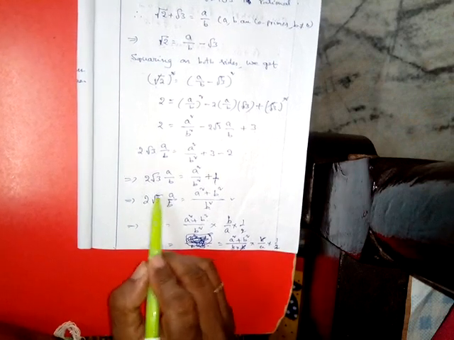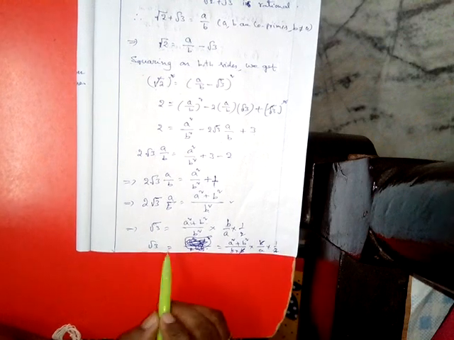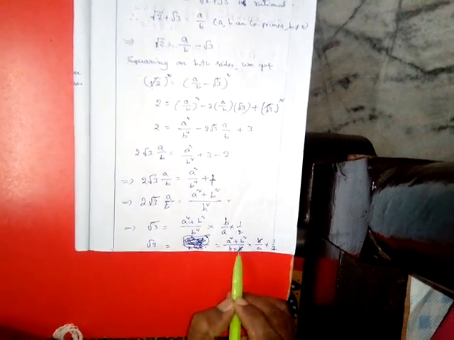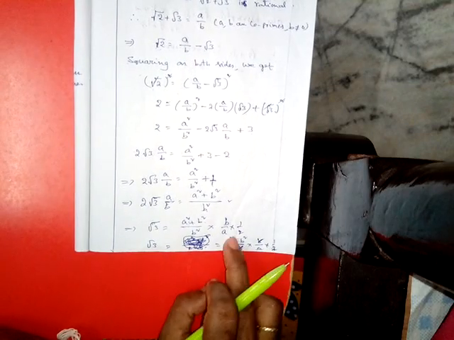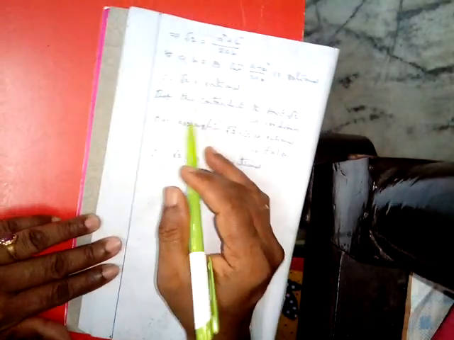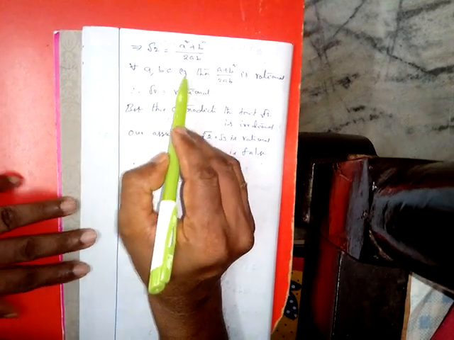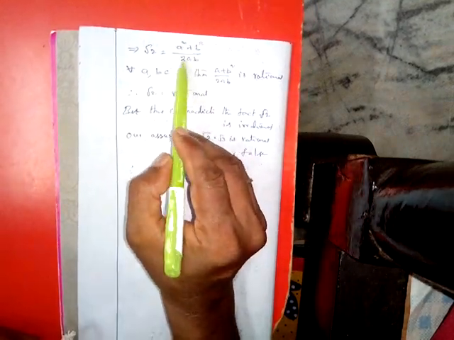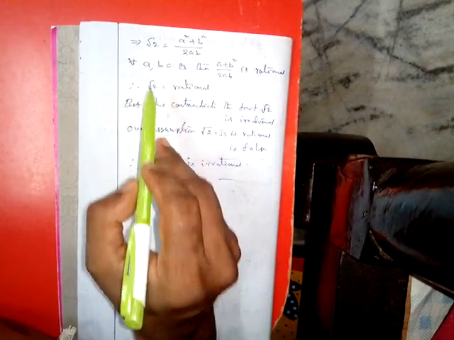So keep only root 3 on the left side, then send the other values, 2 into a by b, to the right side. Then root 3 is equal to a square plus b square by b square into b by a into 1 by 2. So root 3 equals a square plus b square by 2ab. For all values of a and b belonging to rational numbers, a square plus b square by 2ab is also rational. But then how did you get root 2 equal to rational?